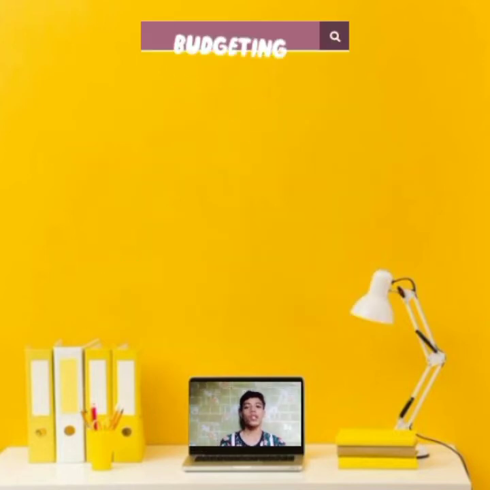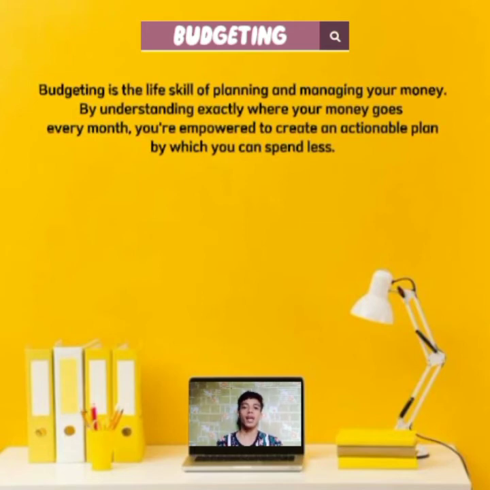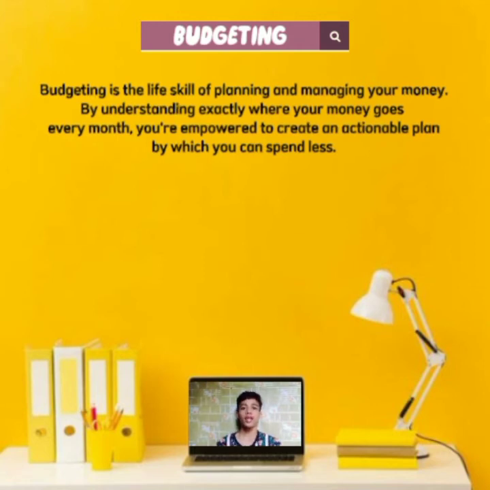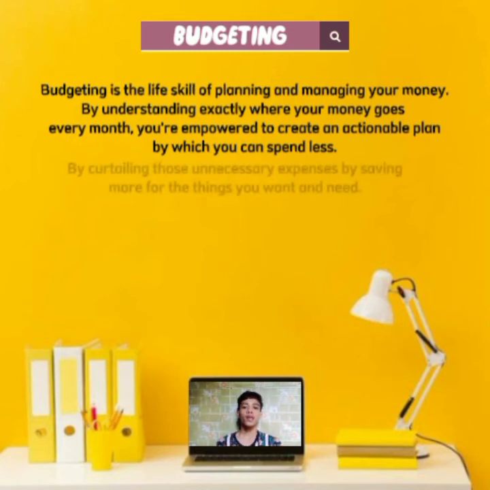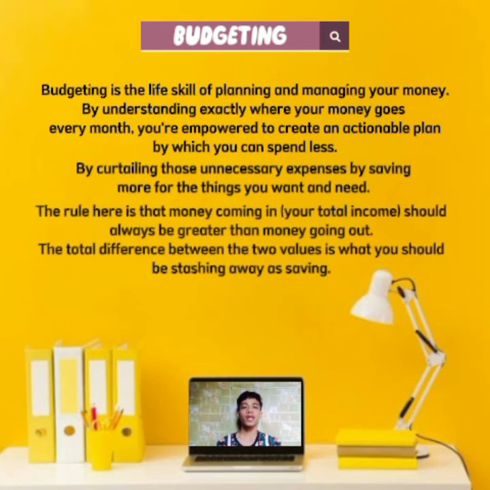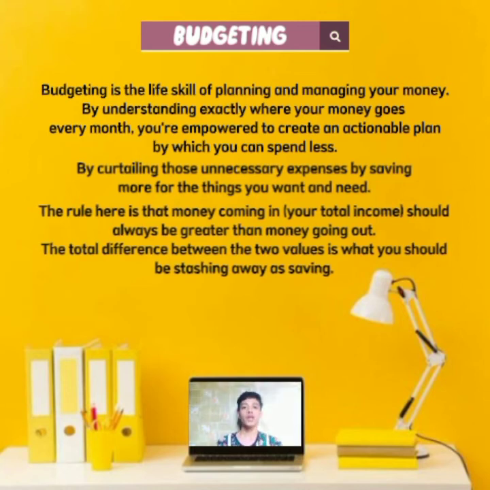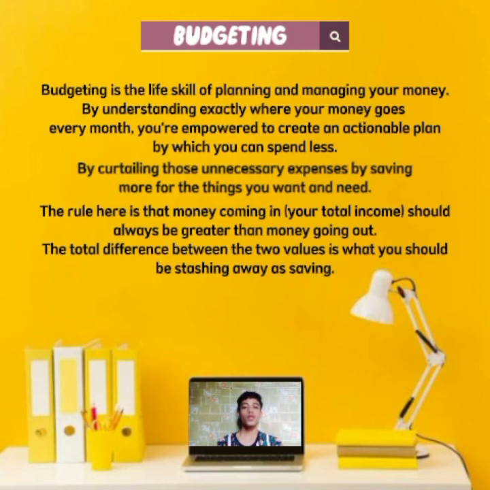Next is budgeting. Budgeting is the life skill of planning and managing your money. By understanding exactly where your money goes every month, you are empowered to create an actionable plan by which you can spend less by curtailing those unnecessary expenses and saving more for the things you need and want. The rule here is that money coming in, which is your total income, should always be greater than money going out, which is your total expenses. The difference between the two values is what you should be stashing away as savings.